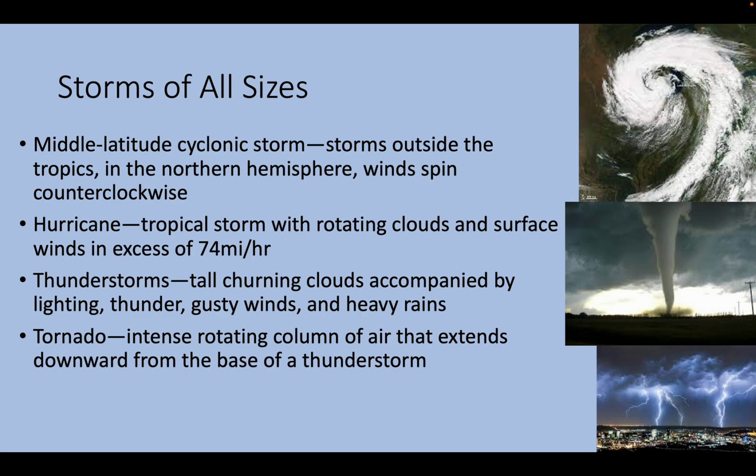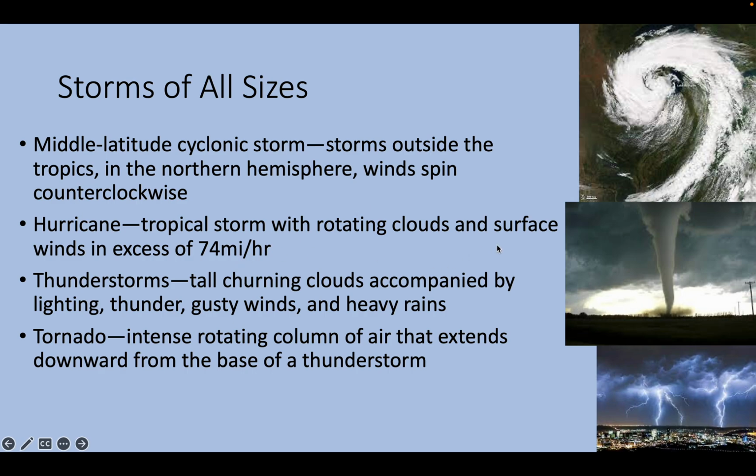We also talk about storms of all sizes. A middle latitude cyclonic storm is a storm outside the tropics in the northern hemisphere, and the winds spin counterclockwise. So you can see here that with the wind, we kind of see a counterclockwise spiral.